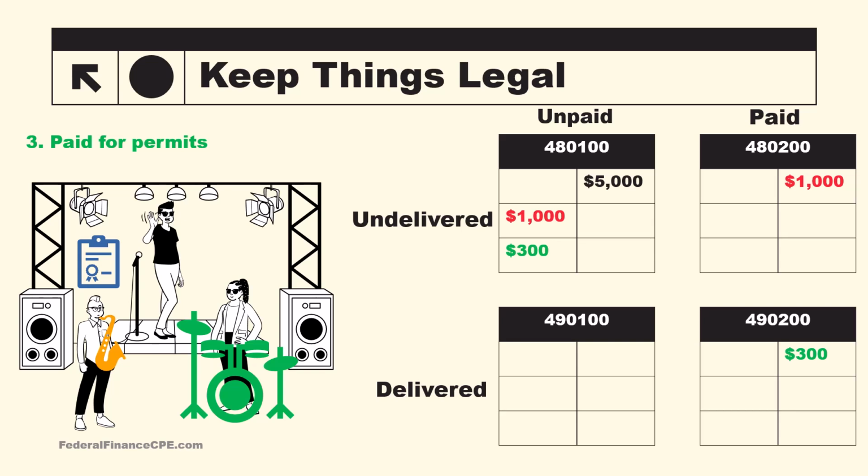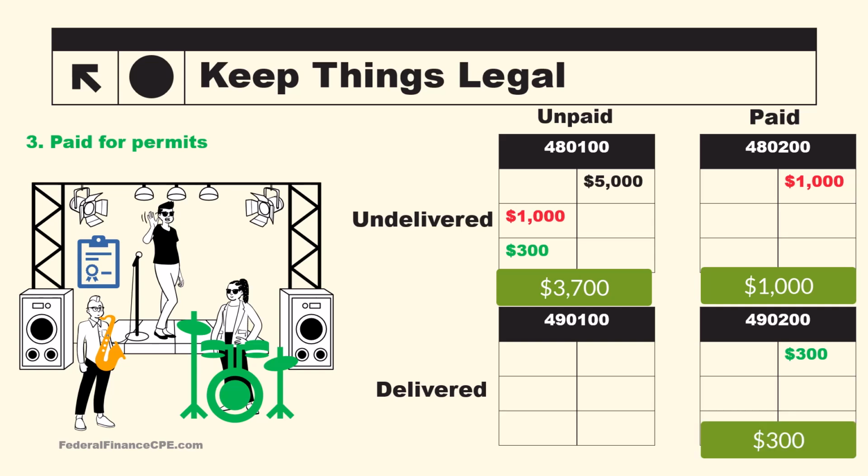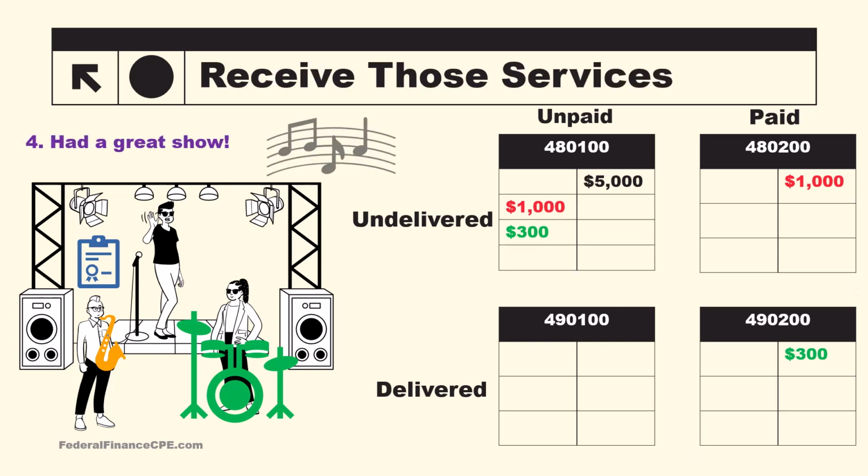Looking at our matrix now, we can quickly answer important questions. How much have we committed to pay yet have not received? The answer is $3,700. How much have we prepaid so far? It's $1,000. How much have we fully paid, or how much is fully complete, such as received and paid? That's $300.